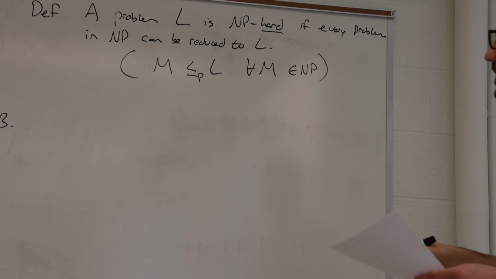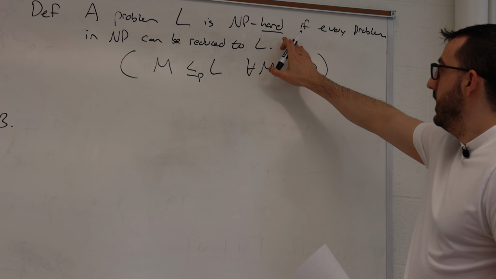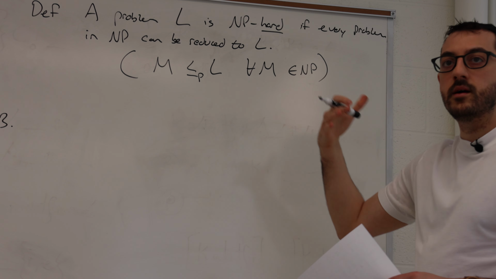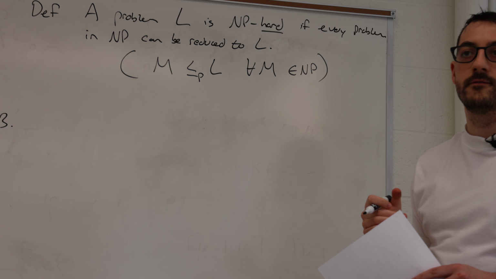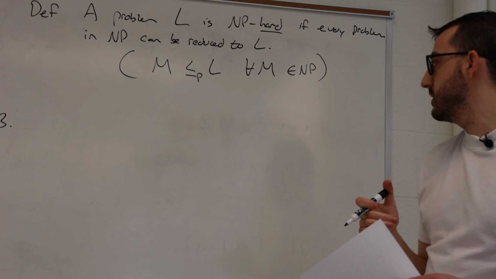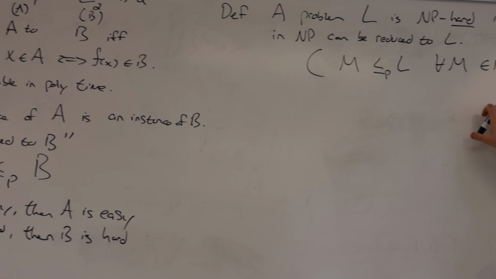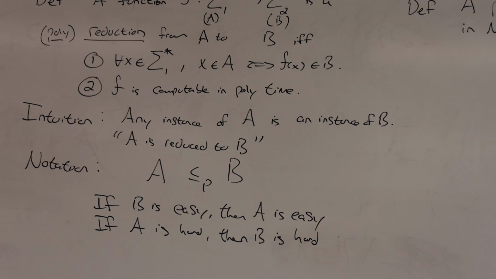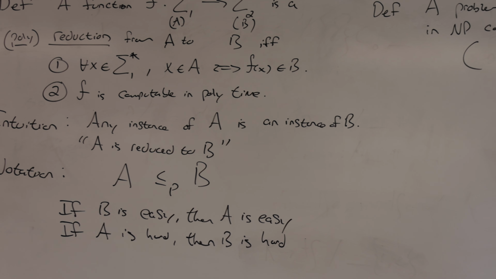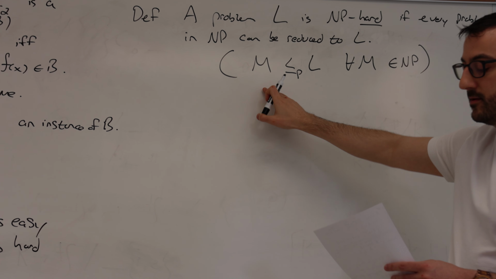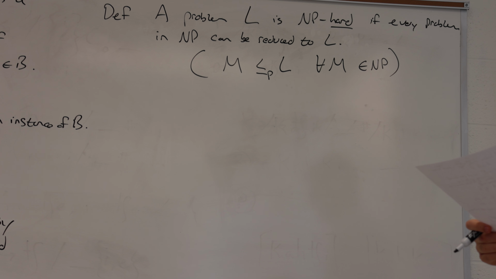Okay. So in a way, this problem L is the hardest instance of a problem that you'll find in a given complexity class. And we're able to say this through this reduction. So if this problem L is easy, then any other problem in the class would also be easy to solve.